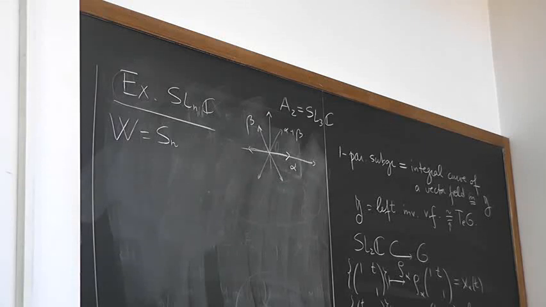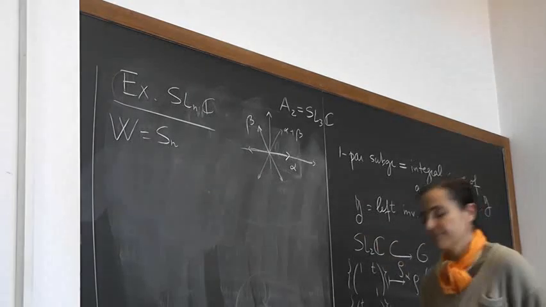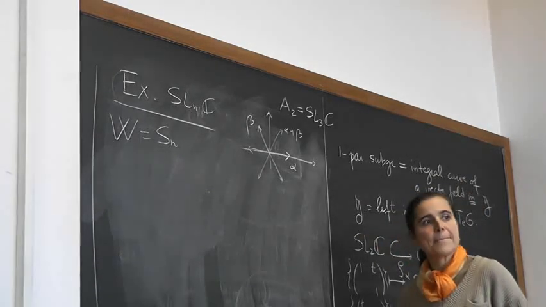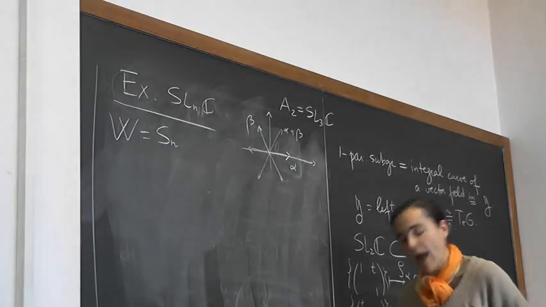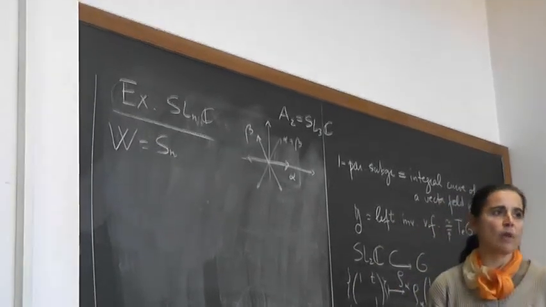No, I agree. That's not the reason why it's S3. The group acts simply transitively on the bases of the root system, which means that you are not allowed to make a permutation of the elements of the basis. I made a mistake, but you're right. Maybe you think of them as the hyperplanes that correspond to each other. Right, that's the best way.